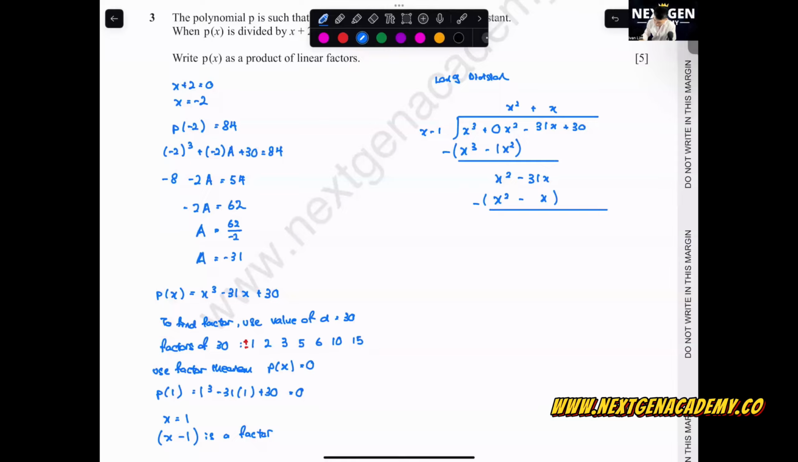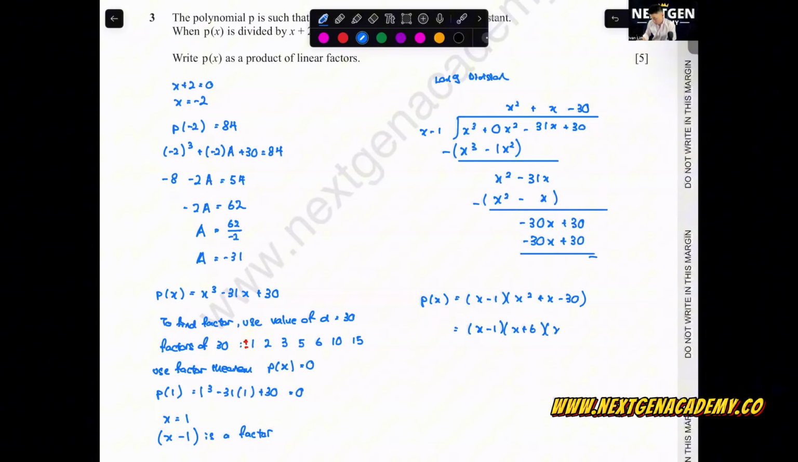Put a minus here. Minus 31 plus x, we get minus 30x plus 30. Okay, we get minus 30. So minus 30x plus 30. Okay, so now our p(x) can be written as x minus 1, x squared plus x minus 30. Okay, the final one, we are going to factorize the quadratic factor. So here will be x minus 1, x plus 6, and then here, x minus 5.